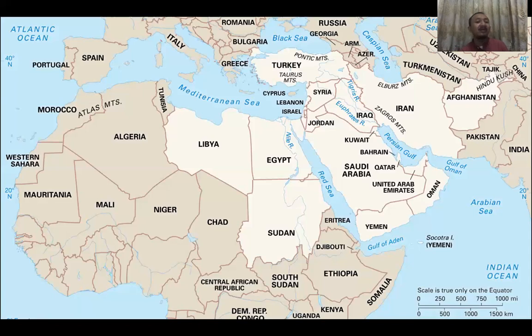We can see here that all of the countries in the Middle East are actually united in another organization, which is not necessarily a regional organization but a global one, the Organization of Islamic Countries. So all of the Middle East countries are members of the OIC.